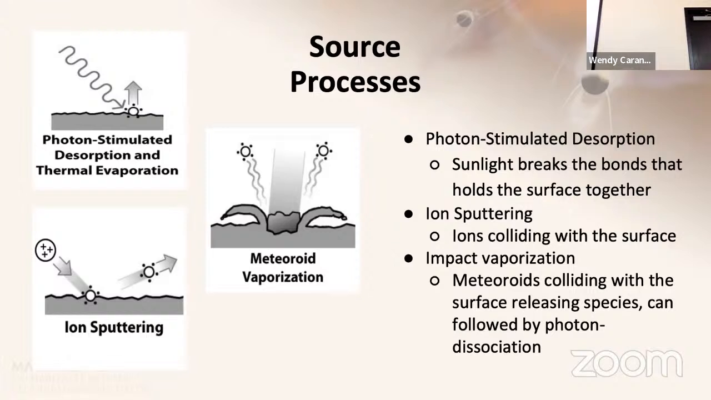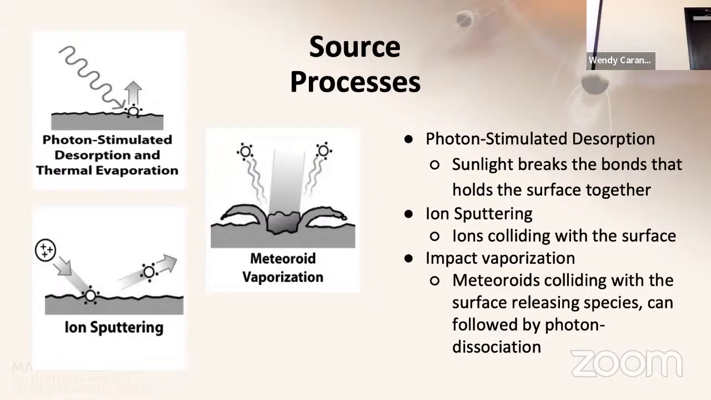Photon stimulated absorption is pretty much when the solar photons break the bonds of surface material and release it as gas into the atmosphere, the exosphere. Ion sputtering is similar. It's when ions collide with the surface of the planet, and that collision releases the material into the exosphere. And then finally, we have impact vaporization from interactions with interplanetary space dust or meteoroids. Basically, the heat and energy of these collisions results in both materials being vaporized and released into the exosphere.